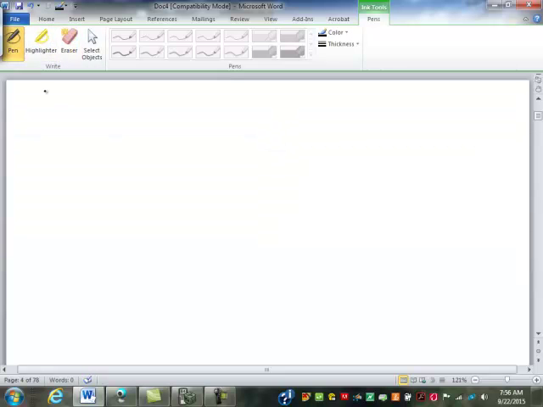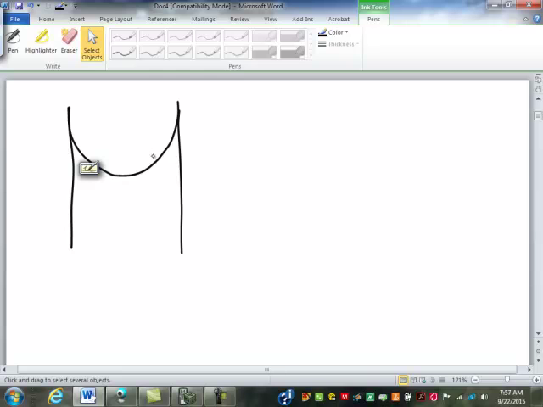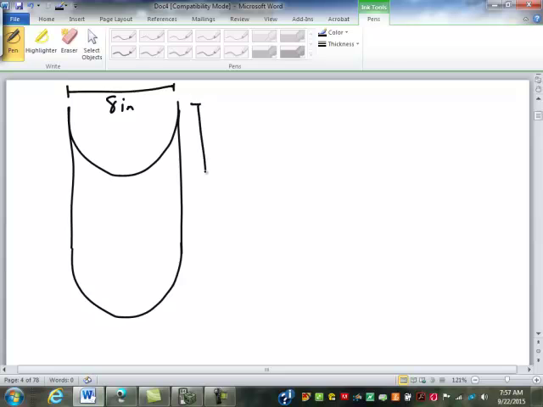Need a little more room for this. Pretend that's half a circle. And that's half a circle. And let's say that that is 8 inches, and that is 12 inches. Find its area.